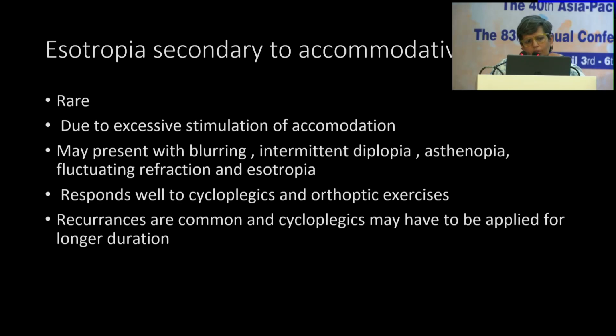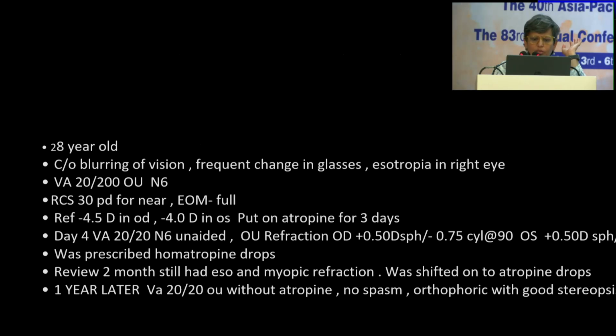So there is another rare type of esotropia which is secondary to accommodative spasm, which is a slightly different etiology. Again, it's rare and due to excessive stimulation of accommodation, and it may present with blurring, intermittent diplopia, fluctuating refraction, and esotropia and diplopia occasionally. It responds well to cycloplegics, which may be required for a very long time, and orthoptic exercises. Recurrences, again, please remember, are common, and cycloplegics may have to be applied for a much longer duration.